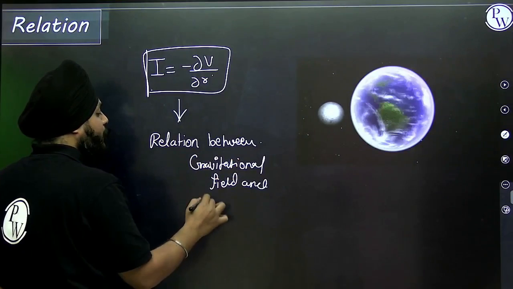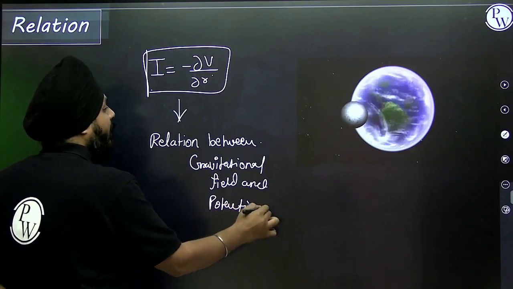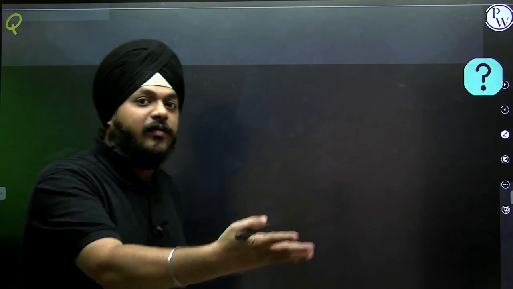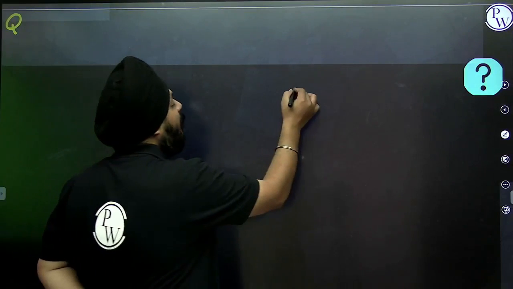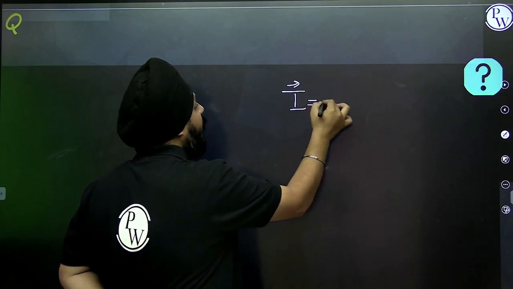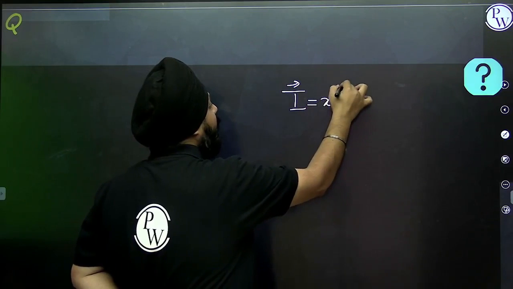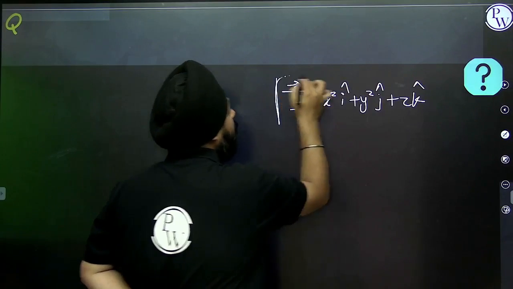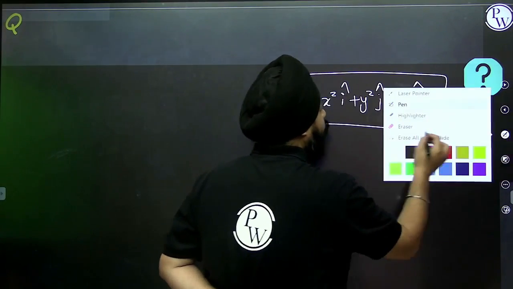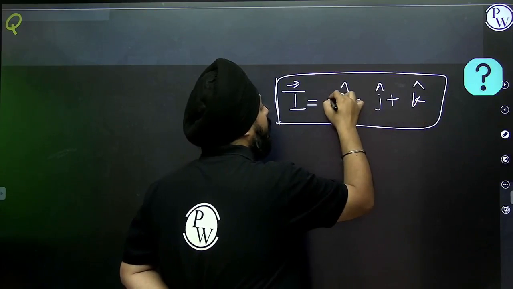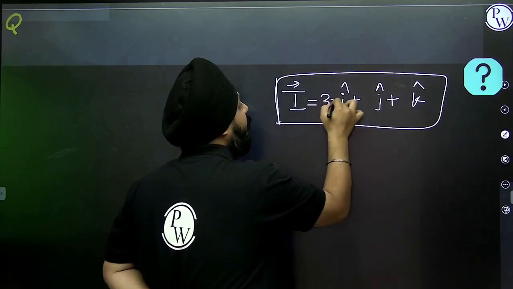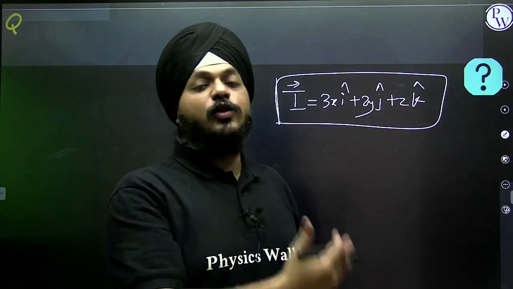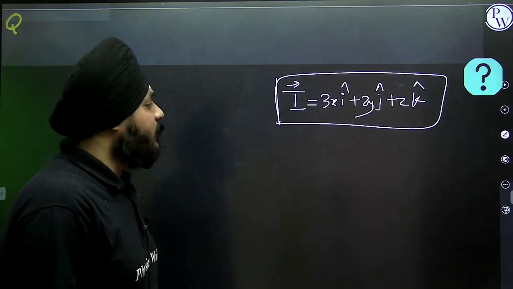This kind of questions are asked in examinations. I'm going to show you all in front. Suppose let us take an example. Suppose the gravitational field is defined as x square i plus y square j plus z k. Or if you want to define it in very simple terms, then we can define it as 3x i plus 2y j plus z k. This is the equation of a gravitational field.